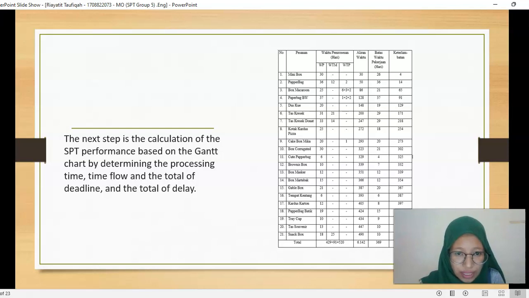And for the total of orders, there are 21 orders, and then the total of processing time is 520, and then the total of flow time is 6,142, and then the total of deadline is 369, and the total of delay is 5,773.